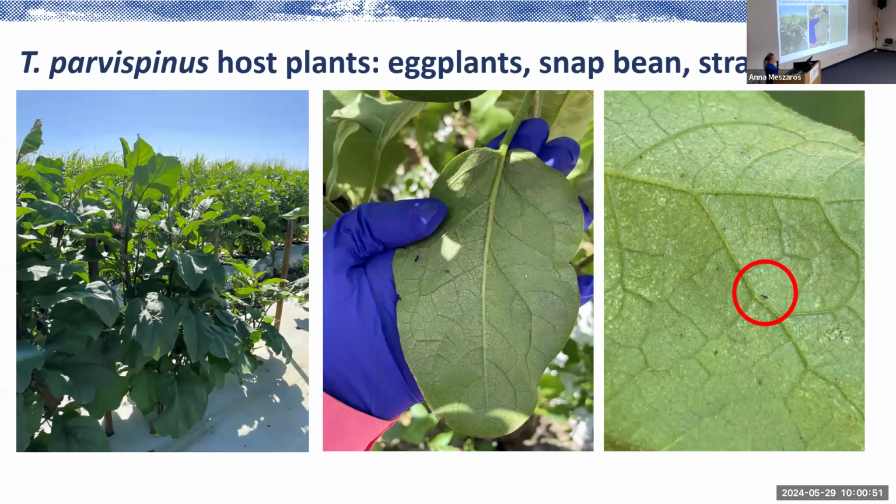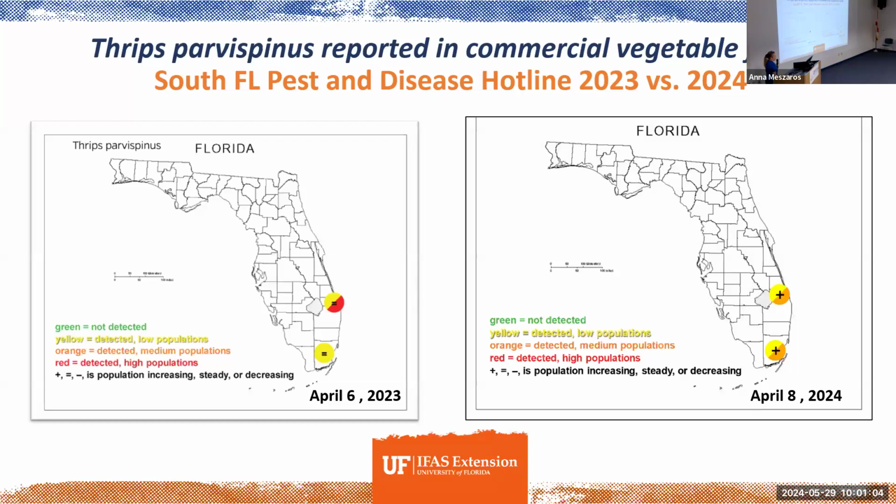For snap bean, very, very low infestations were reported in Miami-Dade County, as Dak mentioned before, but nothing so far in Palm Beach County. So this is good news. It doesn't mean that it's not here or around the beans, but we haven't found anything on beans yet.